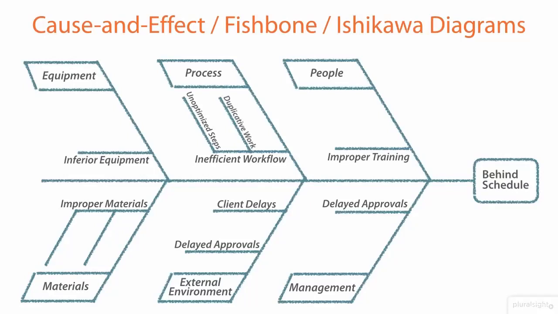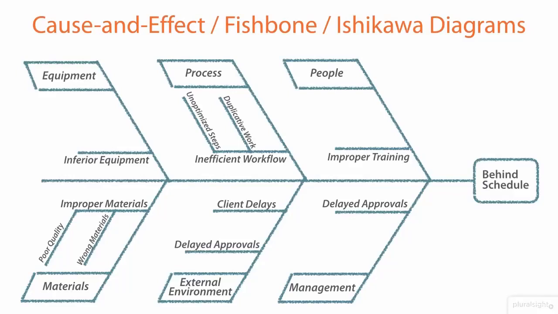Or we could have duplicative work. Perhaps we've been using different code to accomplish the same task several times in the case of a software application we might be developing. When it comes to materials, perhaps we see that they're of poor quality, or that they're the wrong materials entirely, either of which could also contribute to a delay.